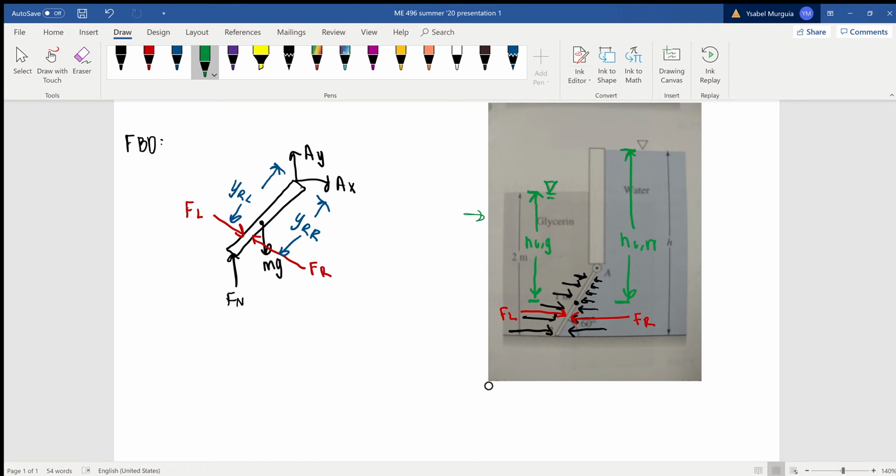Okay. And then we are going to have this position of the centroid relative to the top of the gate. So that's going to be y sub c, from the top of the gate to the centroid. Let me make this thinner. Y sub c.